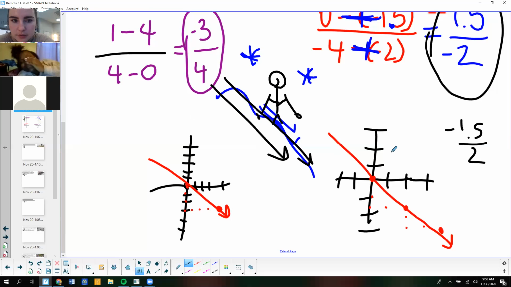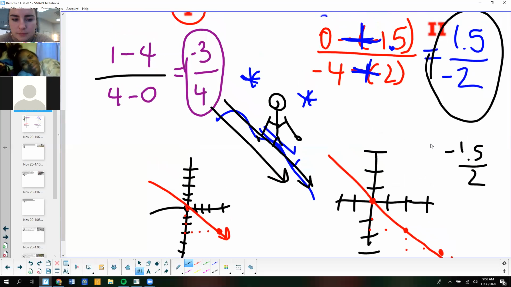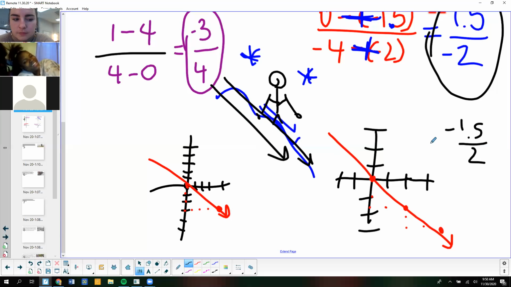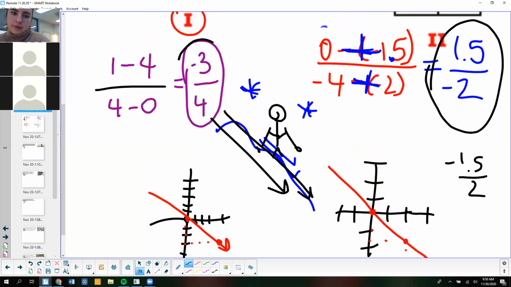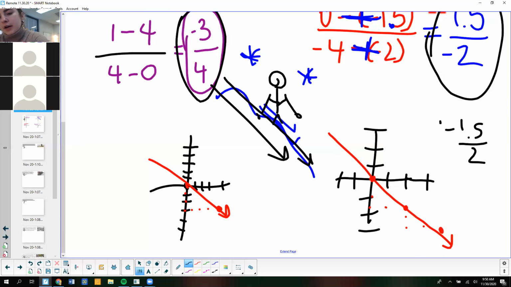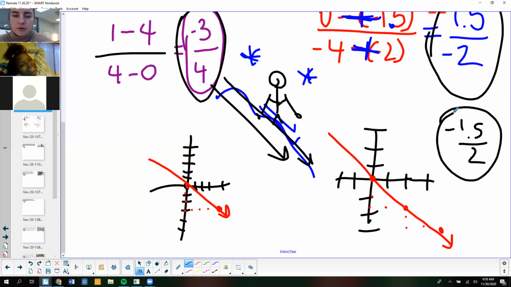which do you think is steeper? And it's okay if you don't know. I hate to be that person, but it's kind of a trick question. We've got negative 3/4, and we've got negative 1.5 over 2.